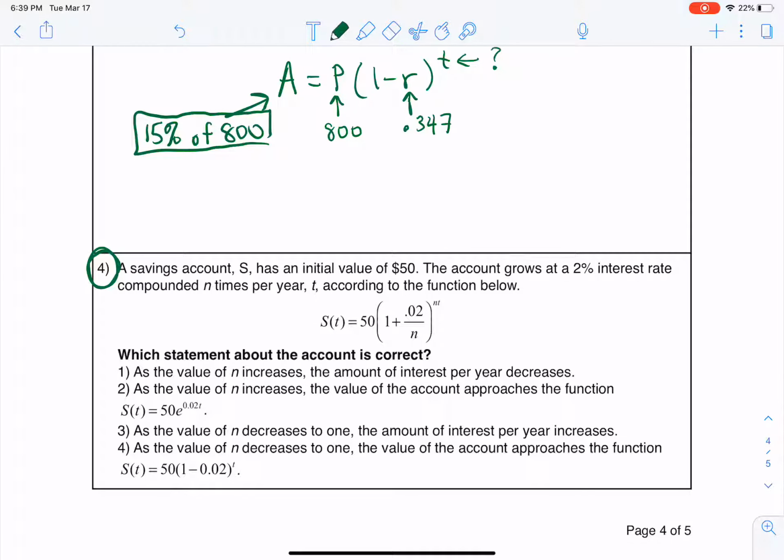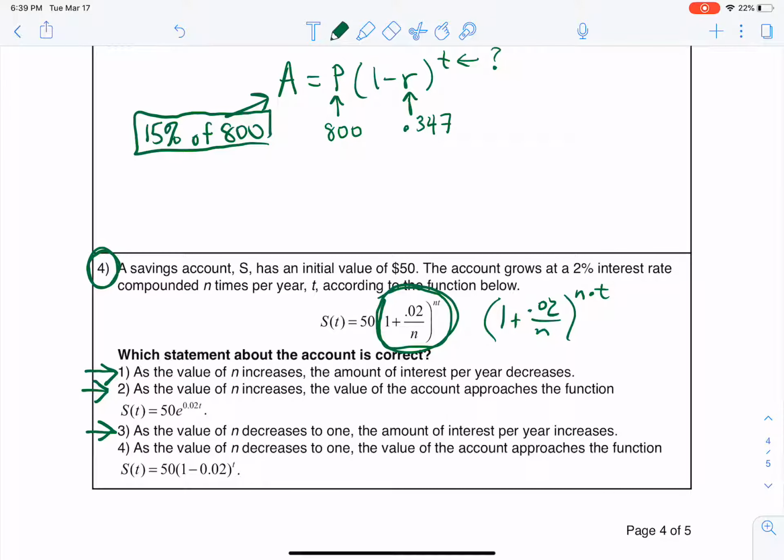One thing I would really focus on, especially as you're evaluating option 1, option 2, option 3, and I mean, you could use option 4 on it as well, but I would really focus on this piece of the equation. All right, so that 1 plus 0.02 divided by n raised to the power of n times t.